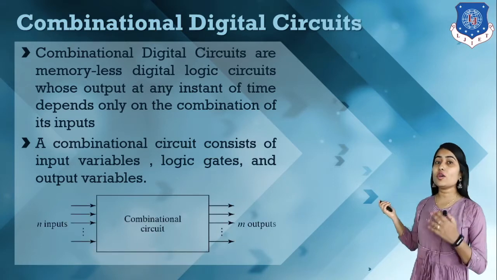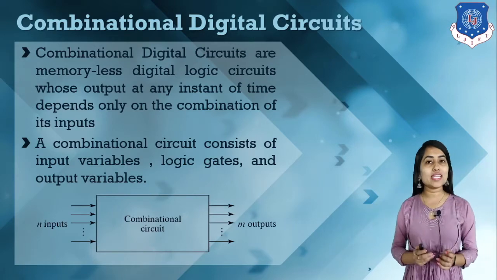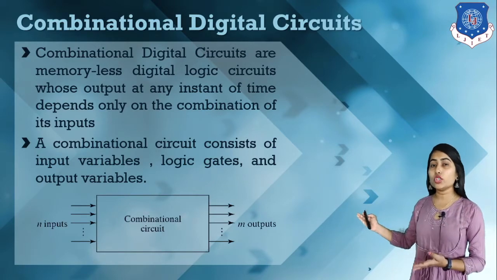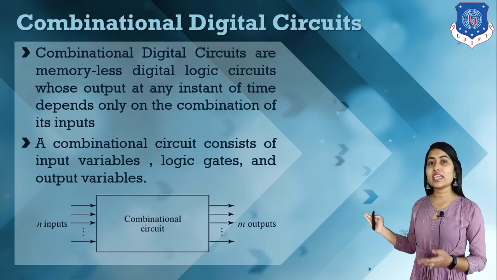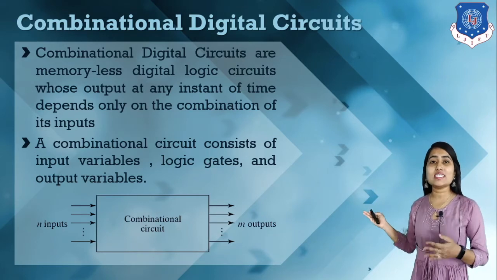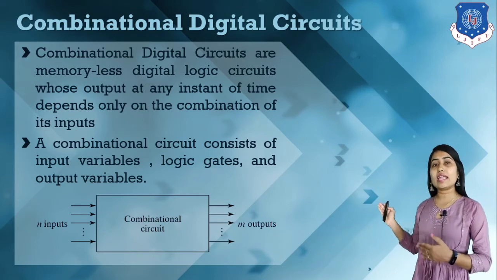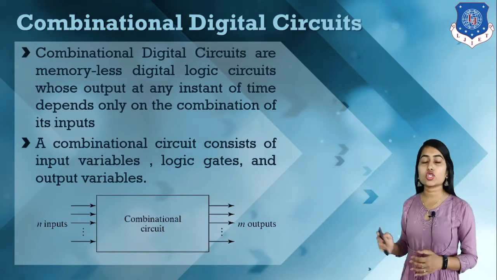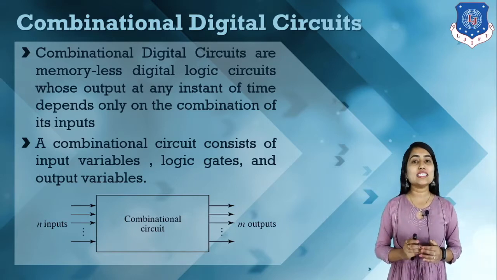Here we have a basic block diagram of combinational digital circuit. We have an input, then the combinational digital circuit, and it performs various logical operations. According to that we have output conditions. So this is combinational digital circuit.